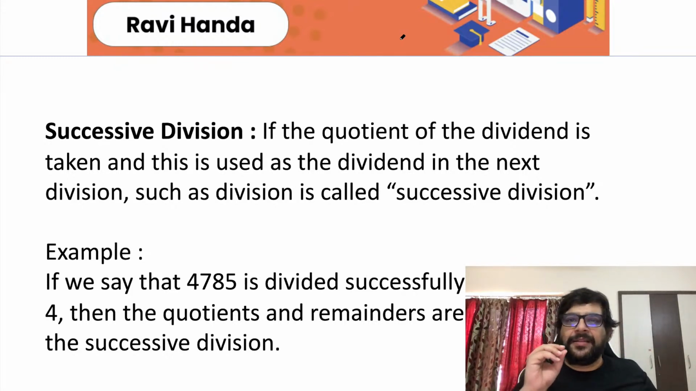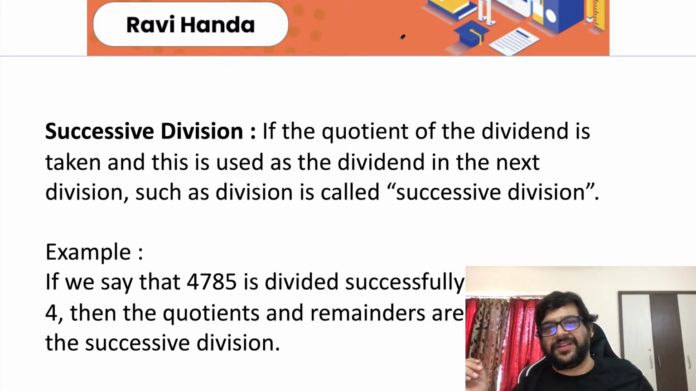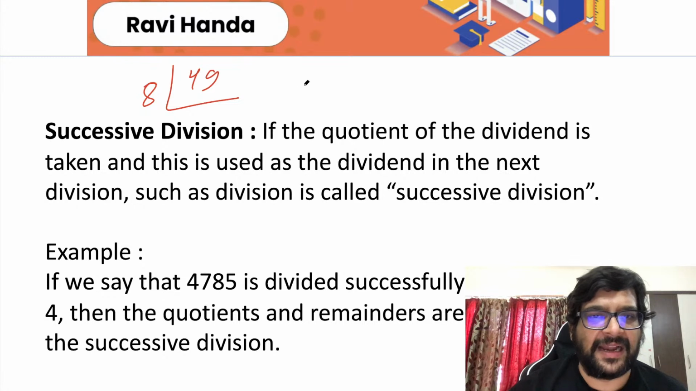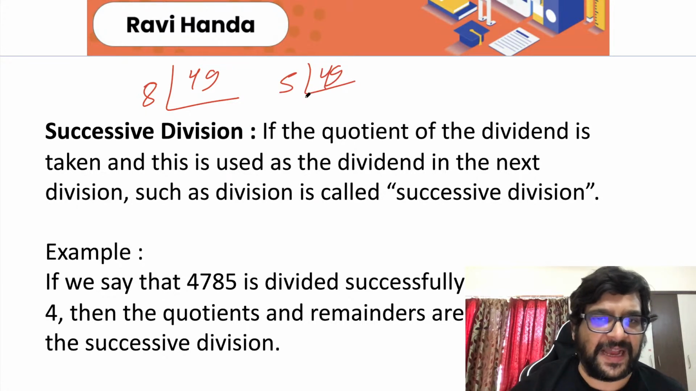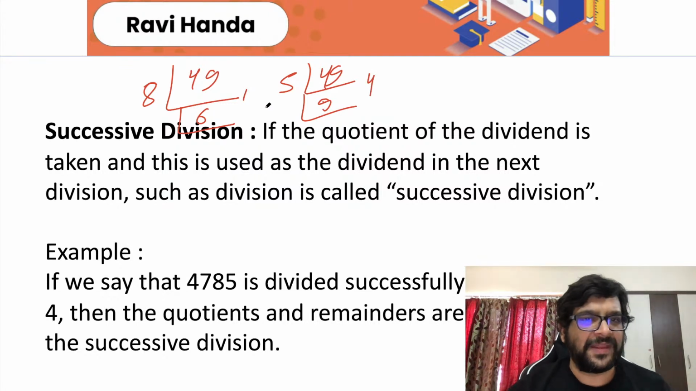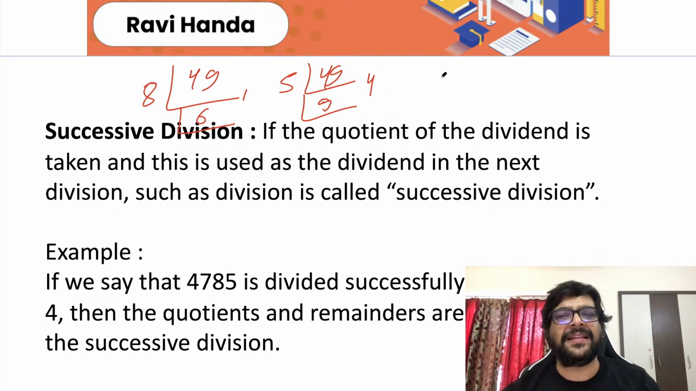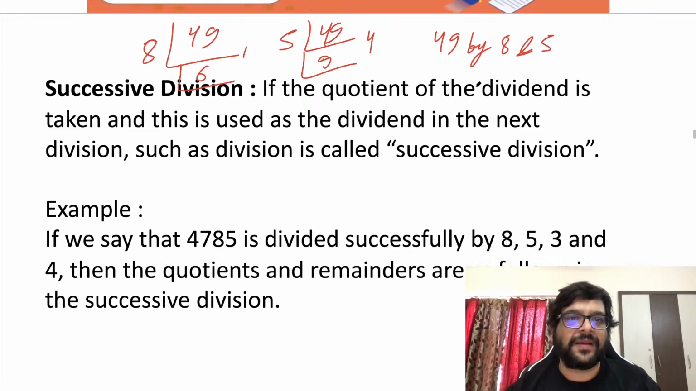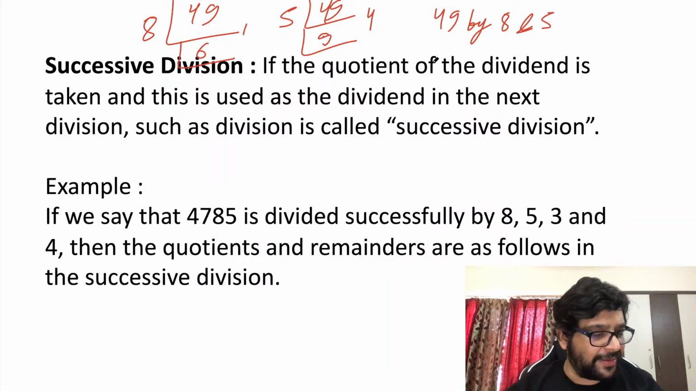Now, this is the only concept which I would like to cover. What is successive division? When we talk about division, suppose we talk about dividing 49 by 8 and 5. It's divisible 6 times, the remainder is 1. It's divisible 9 times and the remainder is 4. That's how we normally say that I'm dividing the number 49 by 8 and 5. That's the normal approach. But in successive division, this is not the approach.